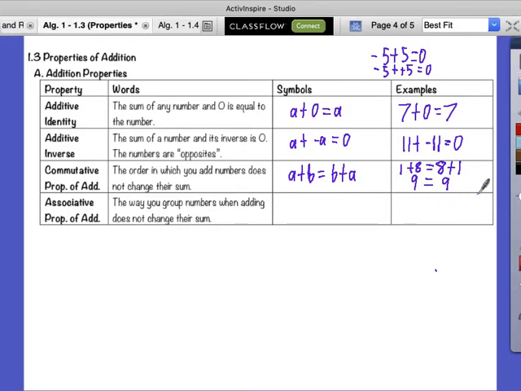He goes and buys 3 more. How many bags does he now have? 5. It didn't matter how many we both started with or how many we bought, since they were the same numbers, just switched around, we end up with the same amount. So we also have the associative property.